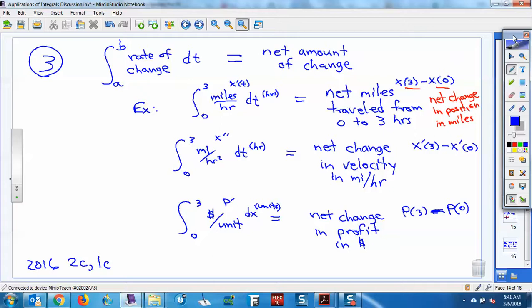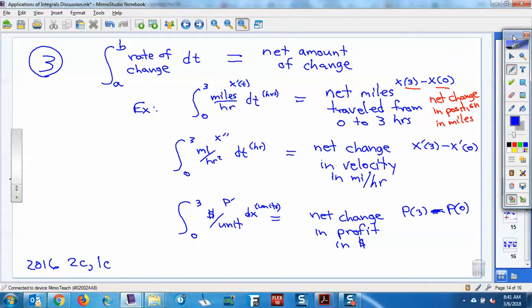What if it was acceleration here? What if it was miles per hour squared? Well, the antiderivative of that is miles per hour. Remember, our dt is like our width now. We can almost think of that as having units. Miles per hour squared times hours, that'd be miles per hour. We already kind of know that, right? The antiderivative of miles per hour squared would be miles per hour. That's net change in velocity.